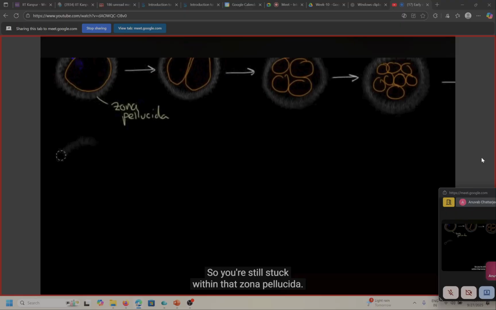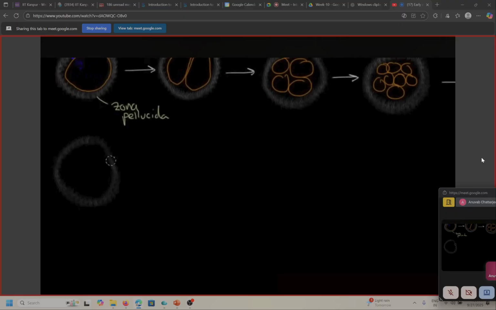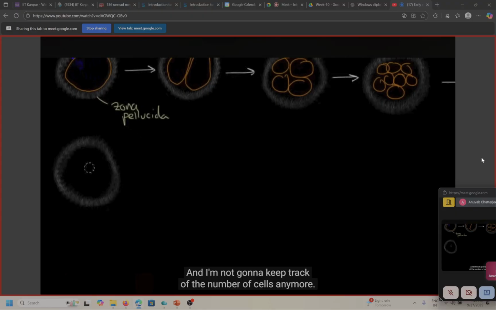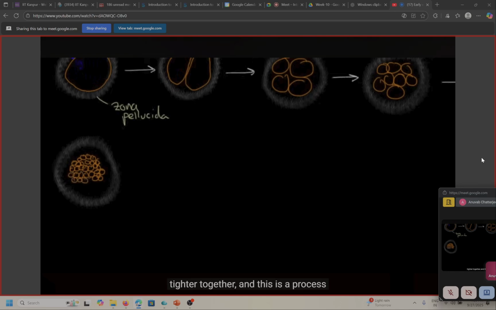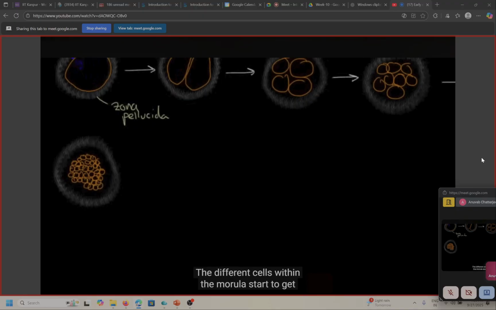So you're still stuck within that zona pellucida. So we'll draw it in here. And I'm not going to keep track of the number of cells anymore, I'm just going to draw them in. But what you'll notice is I'm drawing them in quite compacted. I'm drawing them all right in the middle of the structure here. And they do look like they're a little bit tighter together. And this is a process that's called compaction. The different cells within the morula start to get closer and closer together.